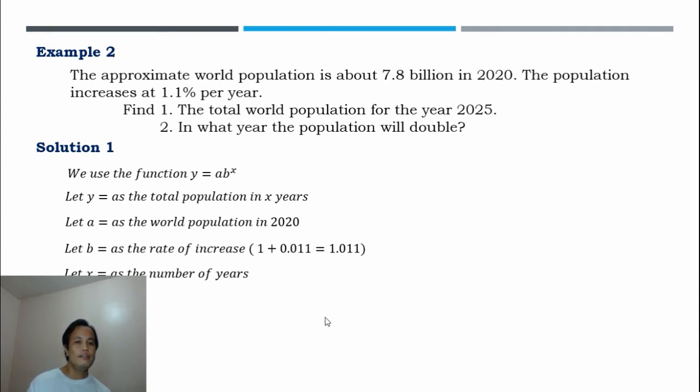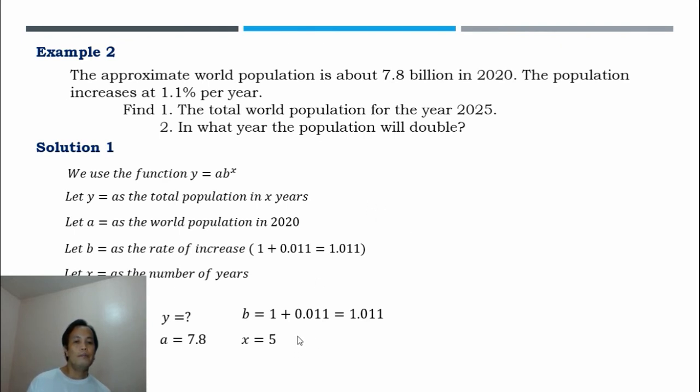For the given, we need to solve for the total population in x years, this time in the year 2025. So we need to solve for y, that is the unknown. Our initial value in the year 2020 is 7.8 billion, and our rate is 1.011. And of course, the number of years is 5. How did we get 5? That's the number of years between 2020 and 2025: 2021, 2022, 2023, 2024, and 2025.